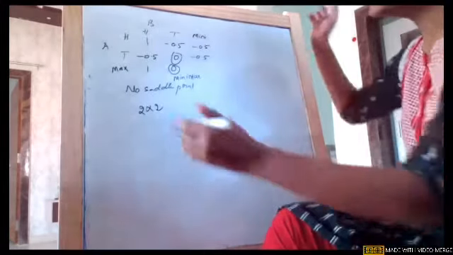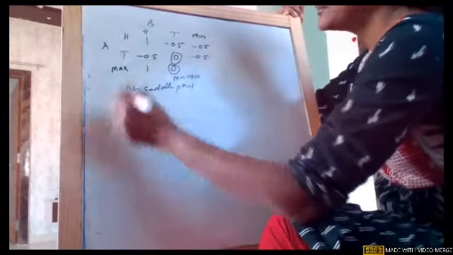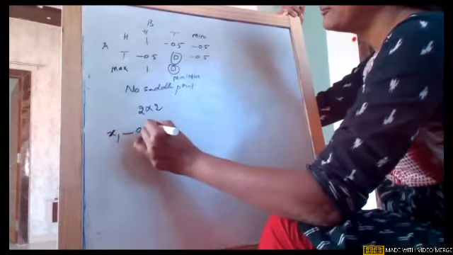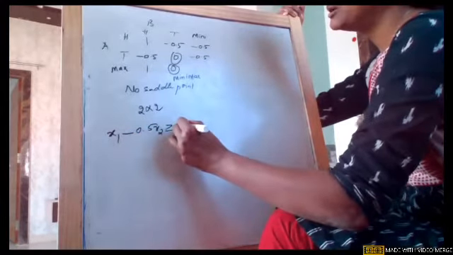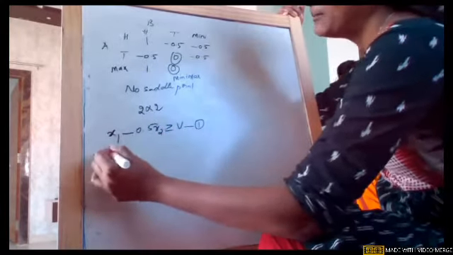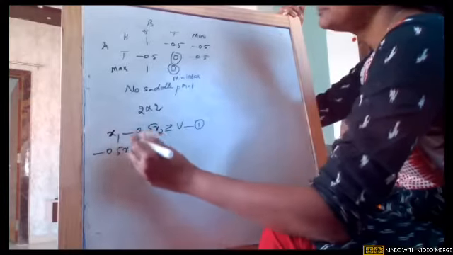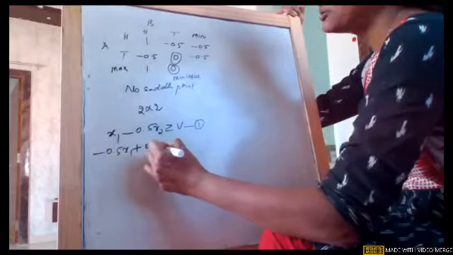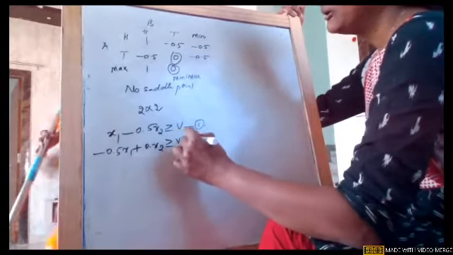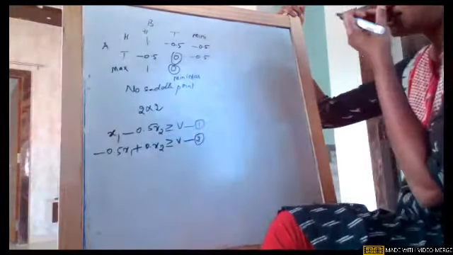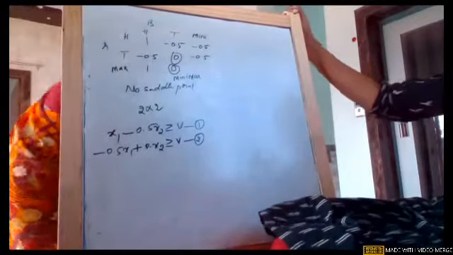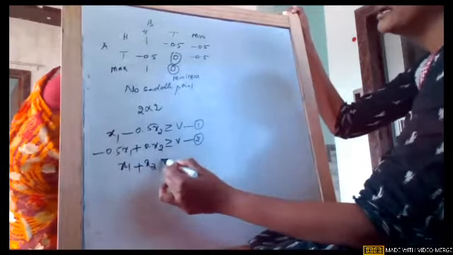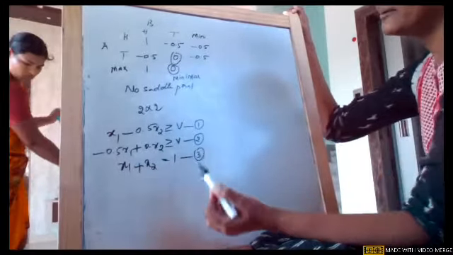As it is a 2 by 2 matrix, we can't apply dominance. So directly, I'm using x1 and x2 as decision variables. x1 minus 0.5 x2 is greater than or equal to v. This is equation 1. Minus 0.5 x1 plus 0 into x2 is greater than or equal to v, which is equation 2. Then the third equation is x1 plus x2 is equal to 1. These are the three equations.